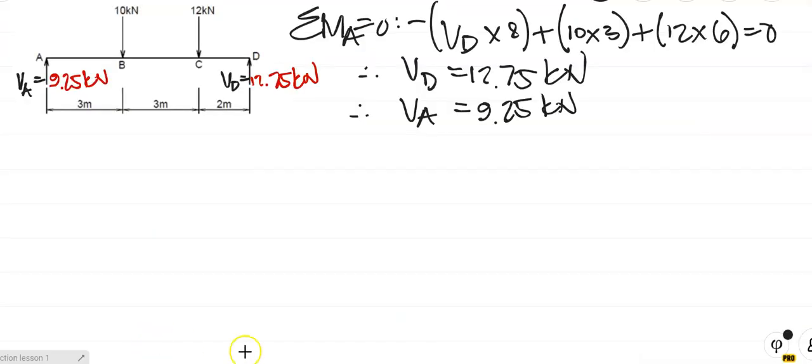Now if I copy this beam here and drop it onto my board over there, there it is. I've taken moments about A to find VD, and I summed verticals to find VA. I did this already because you know how to do it, it's an easy example. So VA is 9.25 kilonewtons and VD is 12.75 kilonewtons, given those two loads.